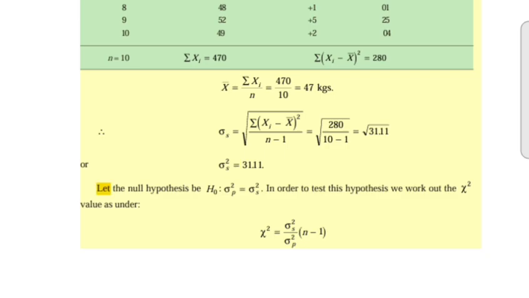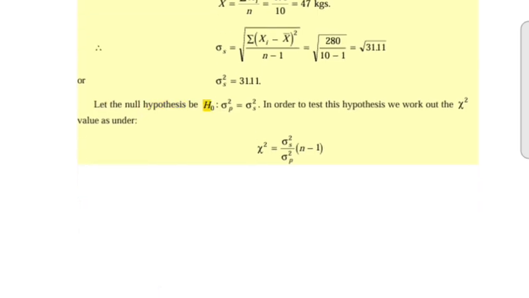Let the null hypothesis be H0: σp² equals 20. In order to test this hypothesis, we work out the χ² value as under: χ² equals σs²(n−1)/σp².